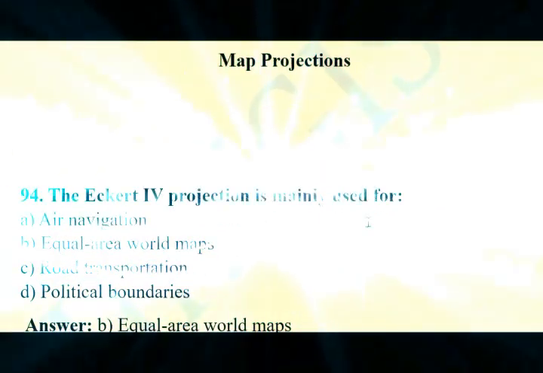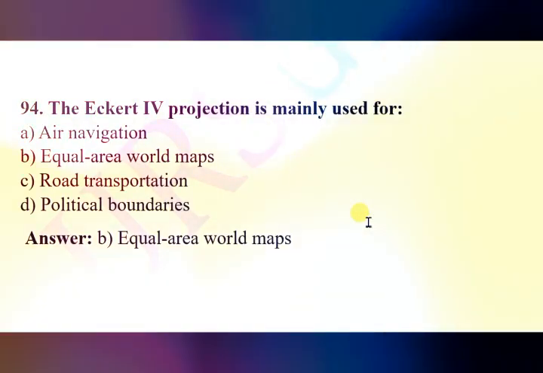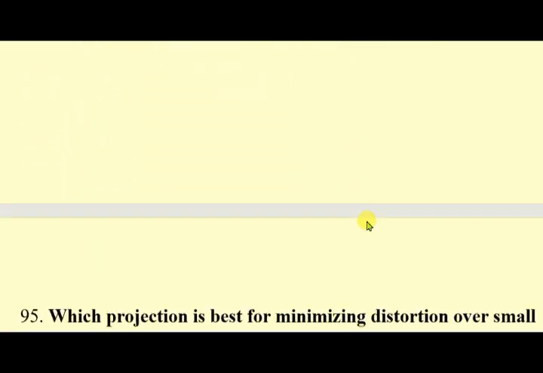Now category map projections. Question 94. The Eckert IV projection is mainly used for air navigation, equal area world maps, road transportation, political boundaries. Here the right answer will be equal area world maps.